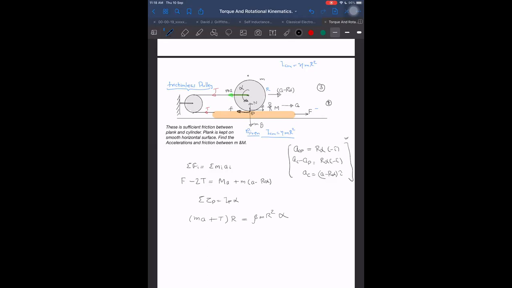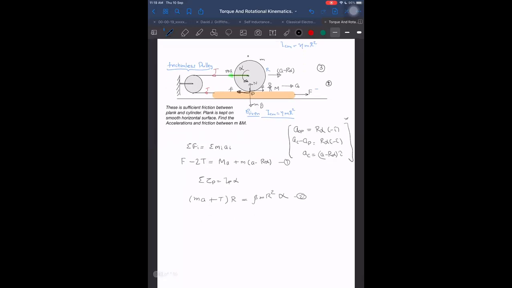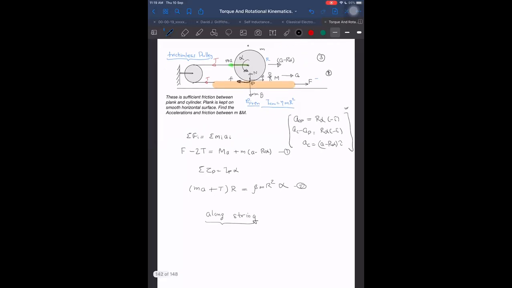Now, after this, one more equation we need. This is not sufficient. This is number 2. The third equation I will write along the string. This is a very unusual way of writing the equations, but you will understand after some time. It is my unique method, so you will not find it anywhere. You have to understand from me only how I am doing it.